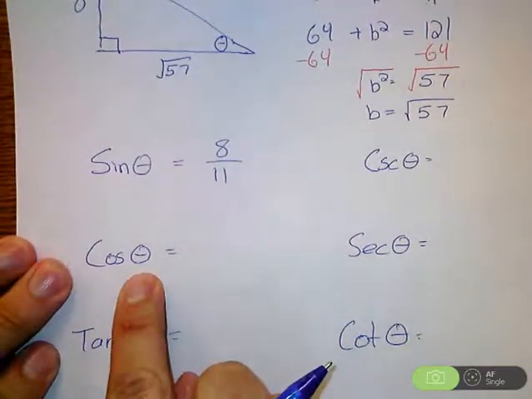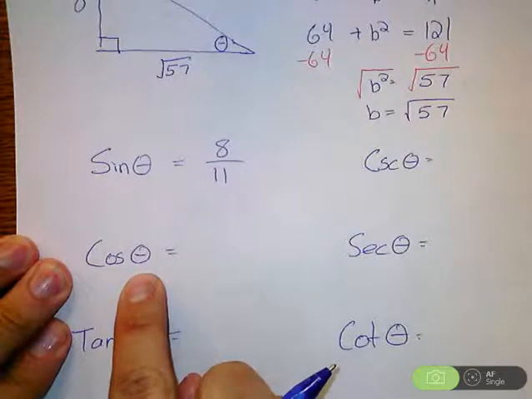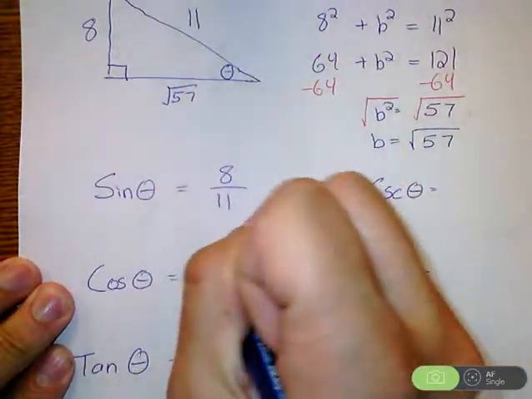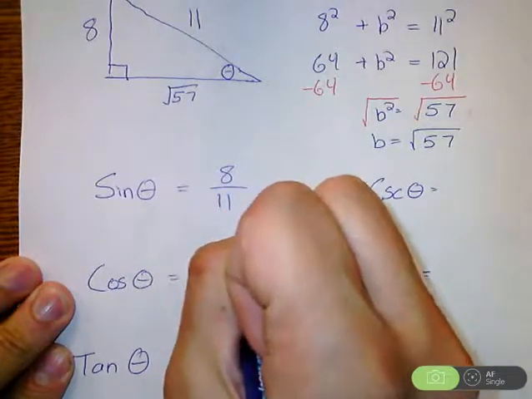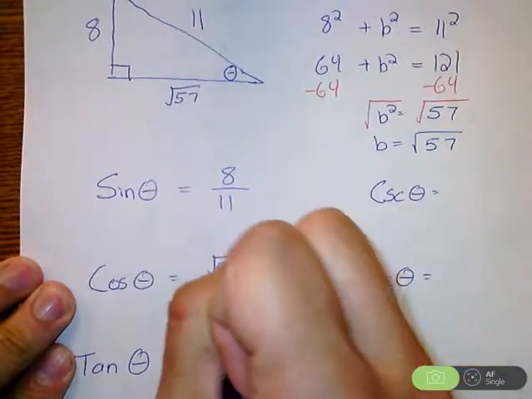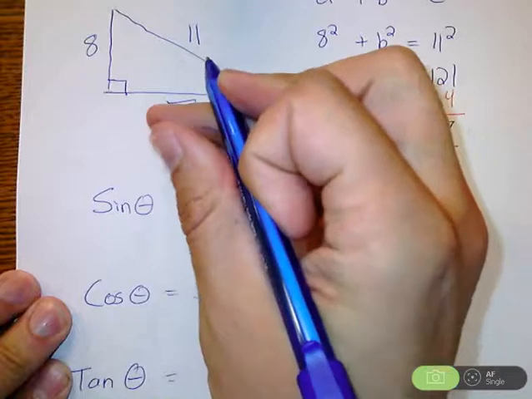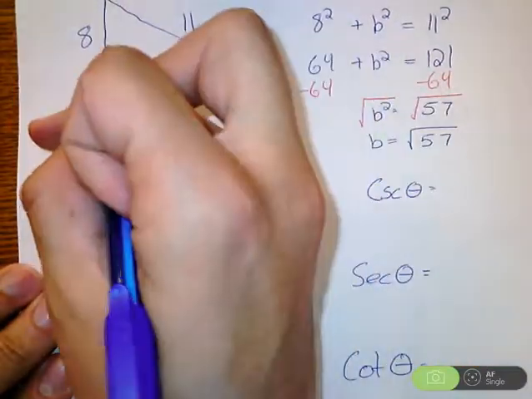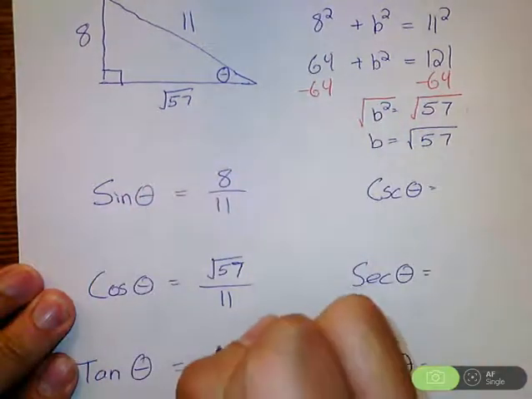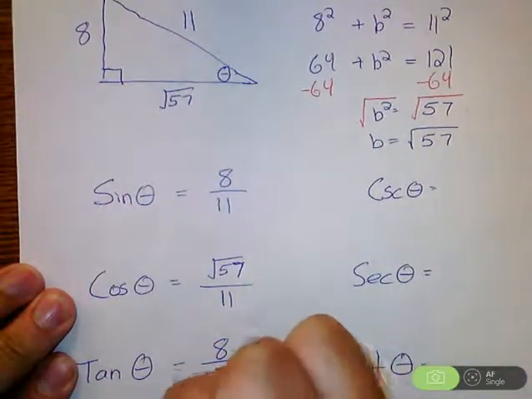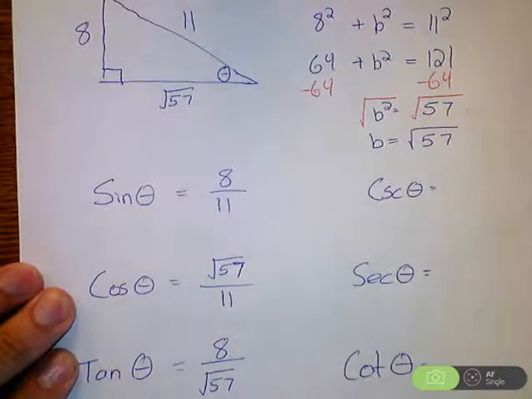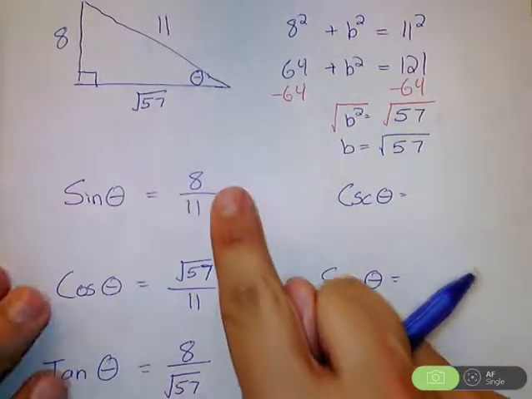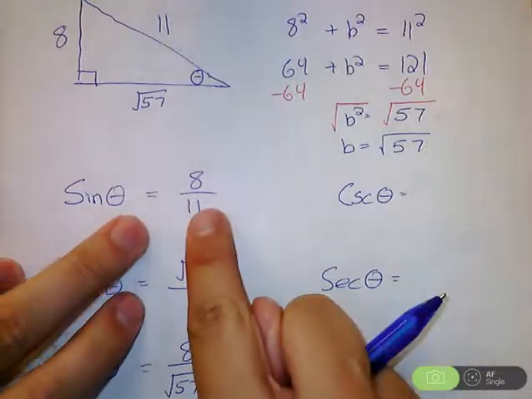So cosine, again, that's going to be adjacent over our hypotenuse. So I'm going to have square root of 57 divided by 11. Tangent, I'm going to have opposite divided by adjacent. So I'm going to have 8 divided by the square root of 57. And then to find cosecant, secant, and cotangent, we're going to take the reciprocal of each of these 3. So we're going to flip them all.